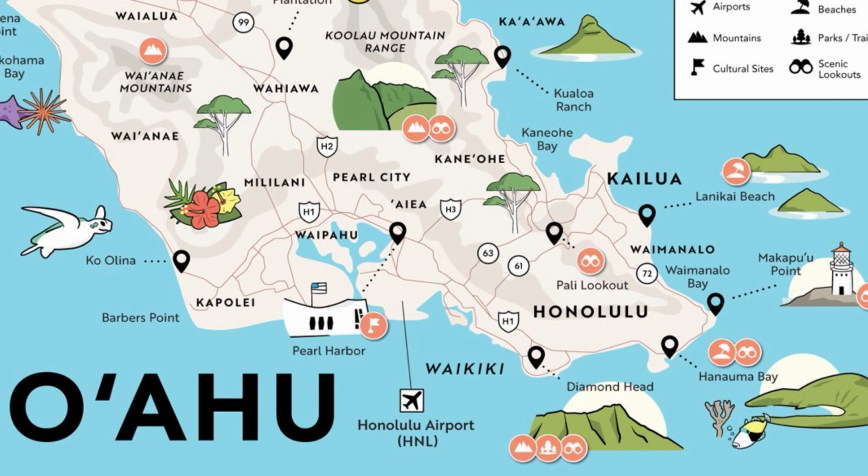Here you can see Oahu, which is where Honolulu is located. In Honolulu, you can see that it has Diamond Head, Hanauma Bay, Waimanalo Bay, the Pali Lookout, Lanikai Beach, and Makapuu Point.